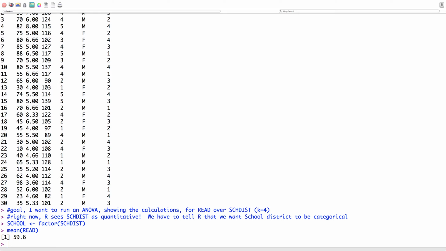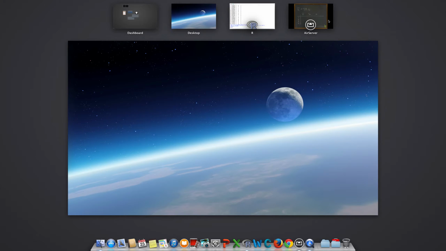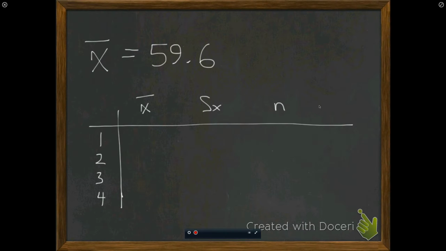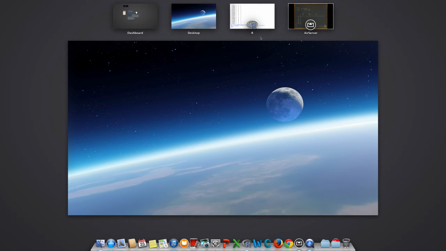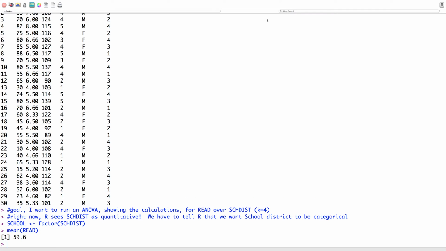Now, I think it's going to be beneficial if I get out of this and go back over and show you what I'm doing. I've got a grand mean of 59.6. I'm going to need the sample mean for the first group, second group, third group, fourth group, as well as the standard deviation and sample size. So I'm going to do that.